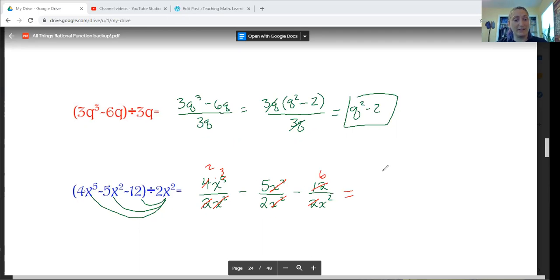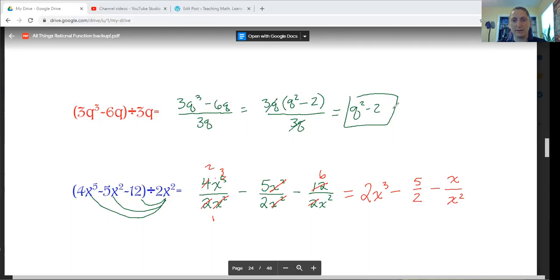So our final answer, messy as it is: the first term doesn't even have a fraction on it. Look at that. Don't even need a fraction because that went away. That became 1, right? So it's going to be 2x cubed, and then you're going to have minus 5 over 2 minus 6 over x squared.